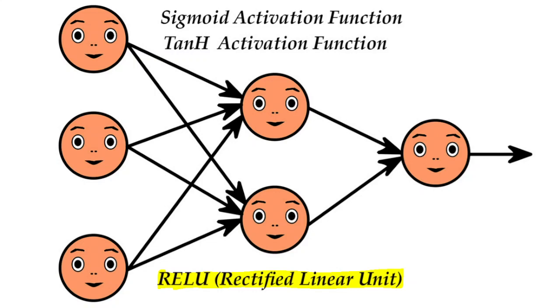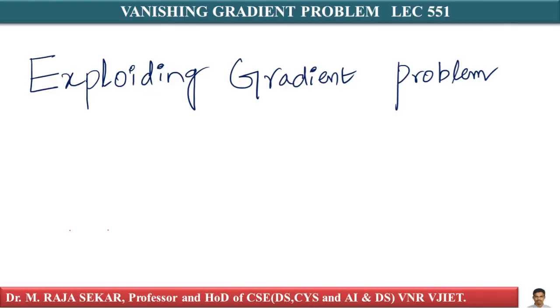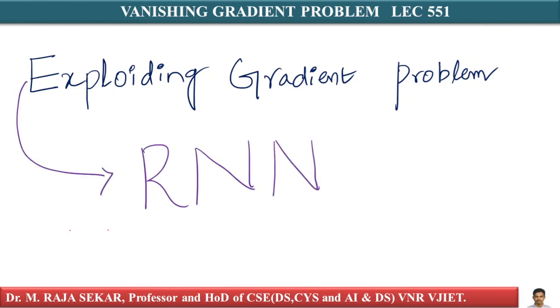A related problem to vanishing gradient is called exploding gradient problem. We will encounter exploding gradient more often in one type of neural network called recurrent neural networks. We will discuss recurrent neural networks, and we will also discuss exploding gradient for completeness.